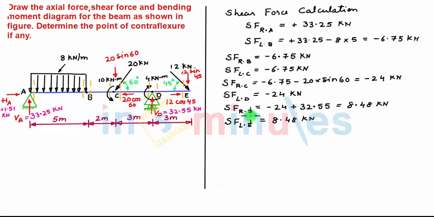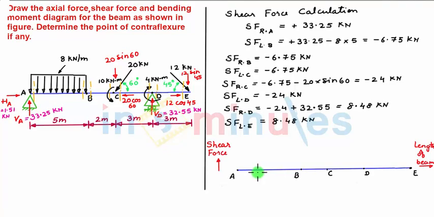Now let's plot the shear force diagram. So here we show the zero line of our shear force diagram. Upward shear force will be positive and downward shear force will be negative. On the x-axis we have the length of the beam, and we have denoted the salient points from the load diagram.